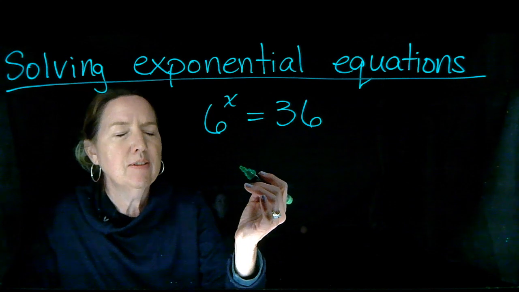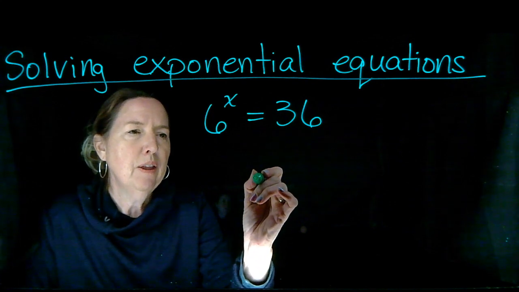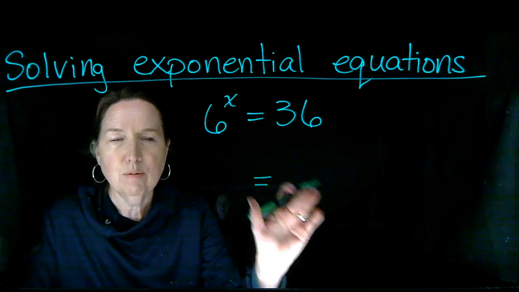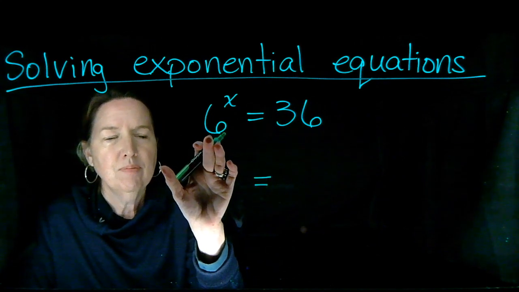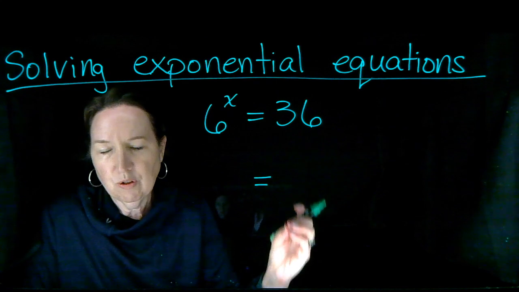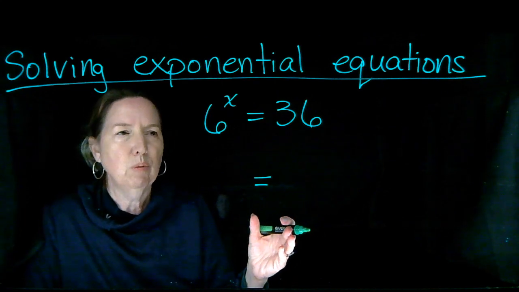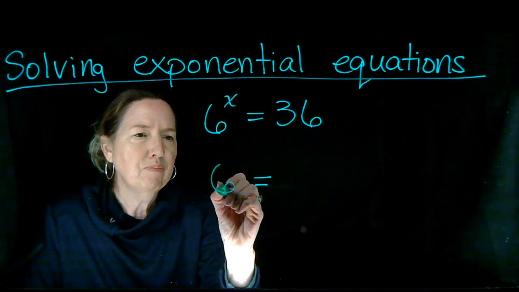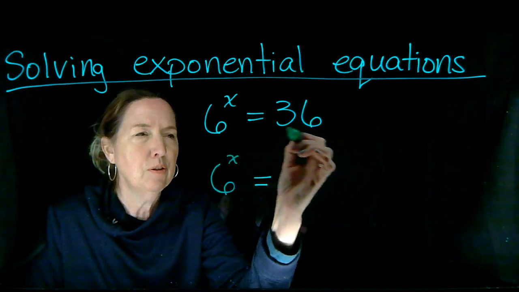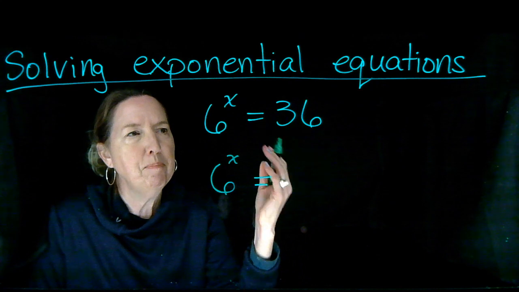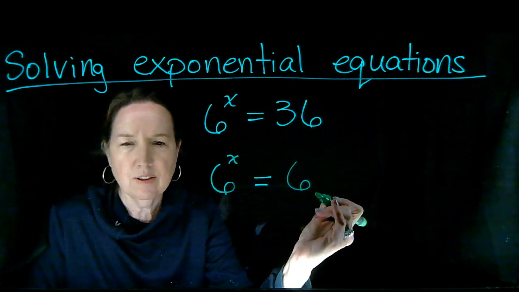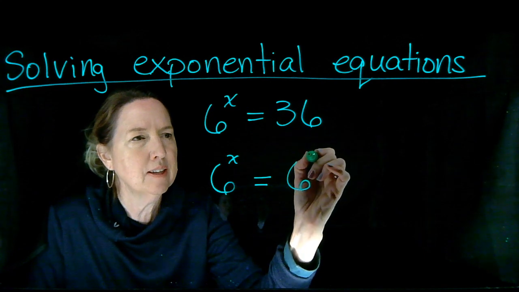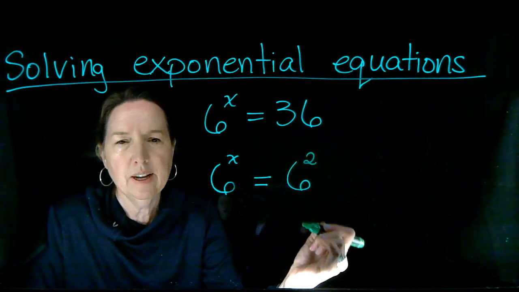The strategy is the idea that if you rewrite both sides with matching bases, remember this is the base, then you can proceed from there to solve rather complicated ones. So here's what I mean. Can I rewrite this side here, this 36, to have a base of 6? And the answer is yes. I could rewrite 36 as 6 squared, couldn't I?